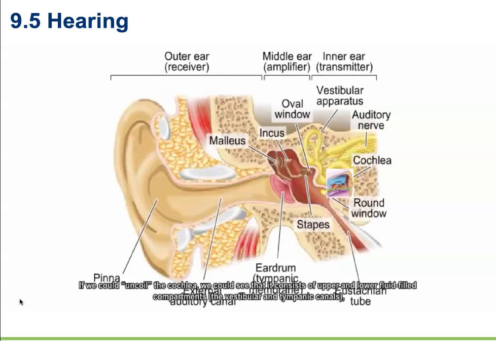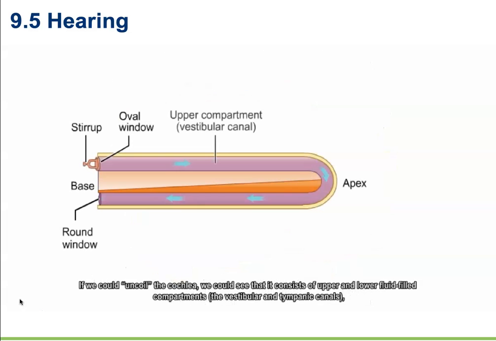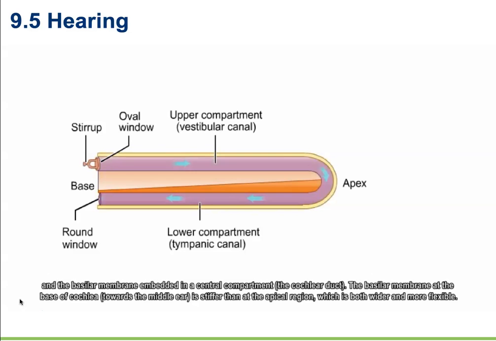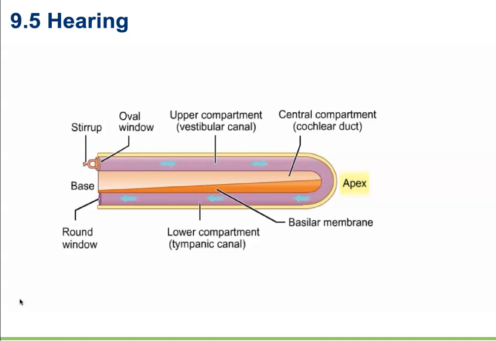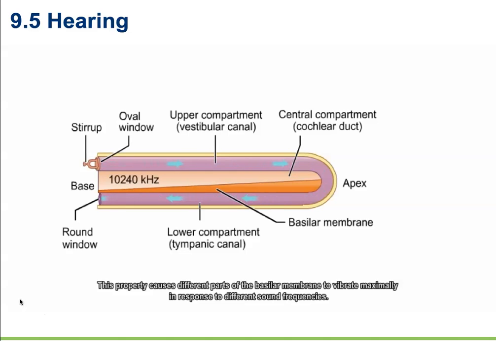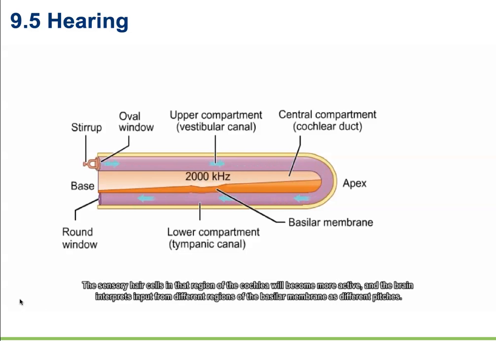If we could uncoil the cochlea, we could see that it consists of upper and lower fluid-filled compartments, the vestibular and tympanic canals, and the basilar membrane embedded in a central compartment, the cochlear duct. The basilar membrane at the base of the cochlea, towards the middle ear, is stiffer than at the apical region, which is both wider and more flexible. This property causes different parts of the basilar membrane to vibrate maximally in response to different sound frequencies. The sensory hair cells in that region of the cochlea will become more active, and the brain interprets input from different regions of the basilar membrane as different pitches.